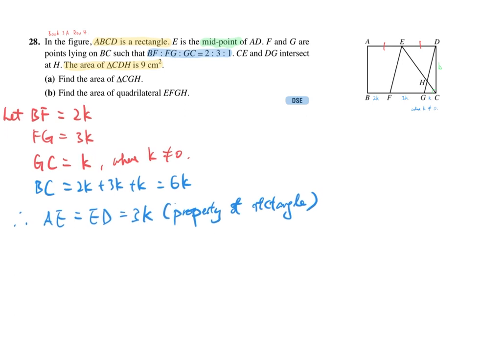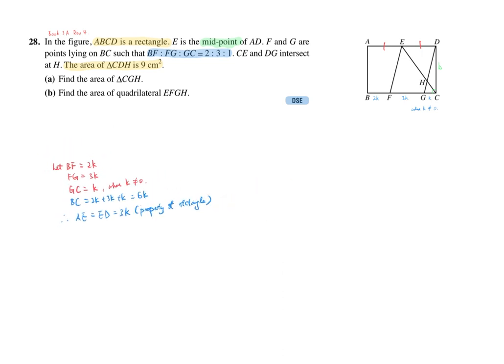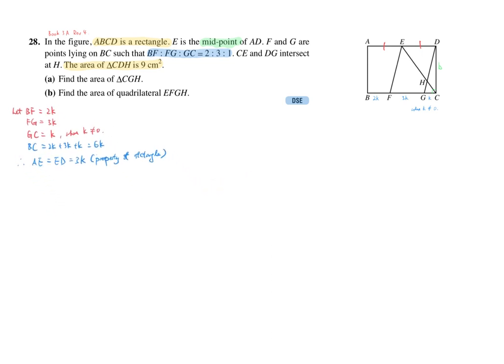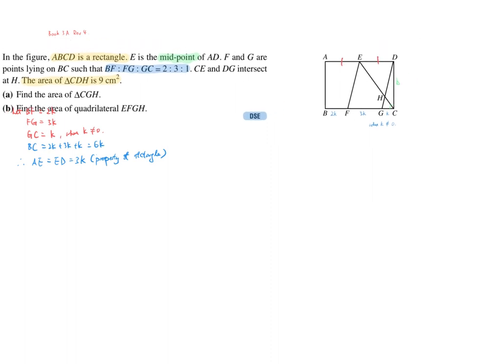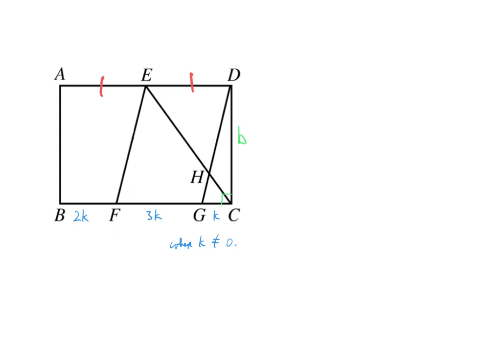For the next step, we'll try to consider the area of some triangle. Because from the diagram, we know that the area of triangle HCD is 9 centimeters squared. So it is given by the question.